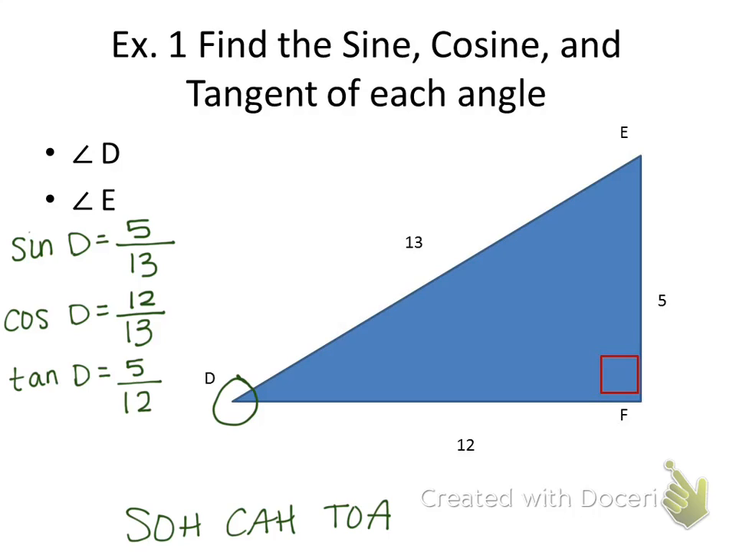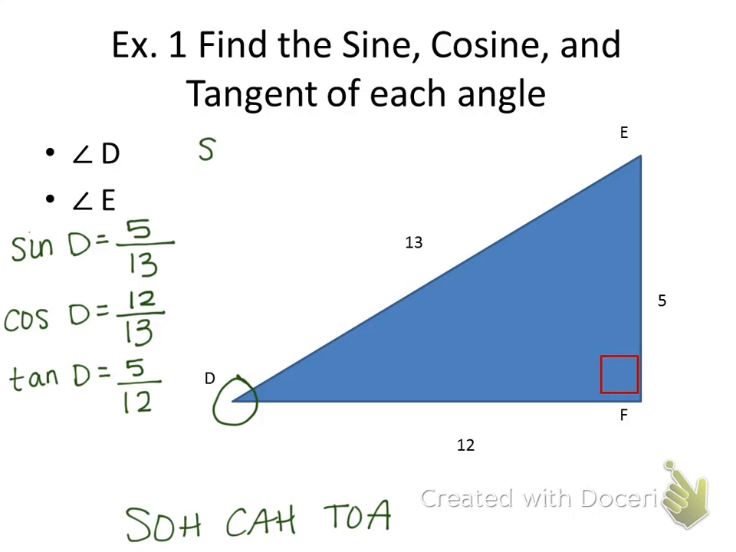Now, one thing I did forget to mention at the beginning was sine, cosine, and tangent only work with a right triangle. Okay, this is how you find out the measurements of the angles or the side lengths using the right triangle, sine, cosine, and tangent. Okay, so now let's find the sine, cosine, and tangent of angle E.